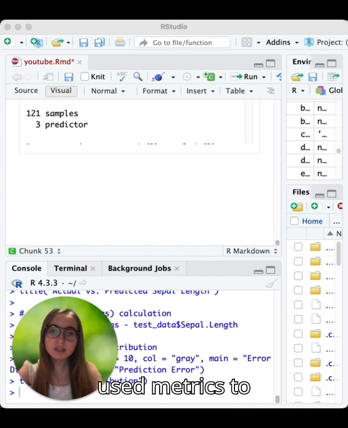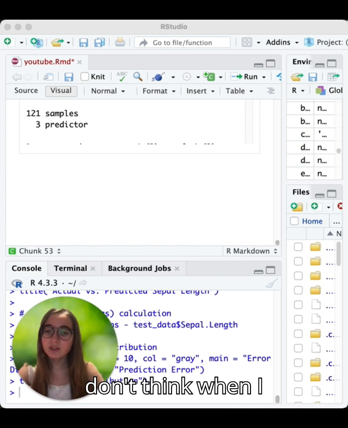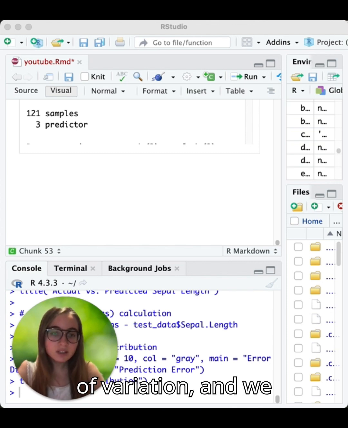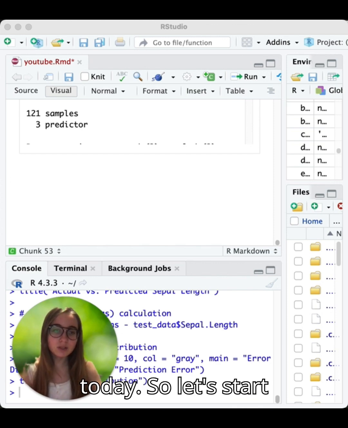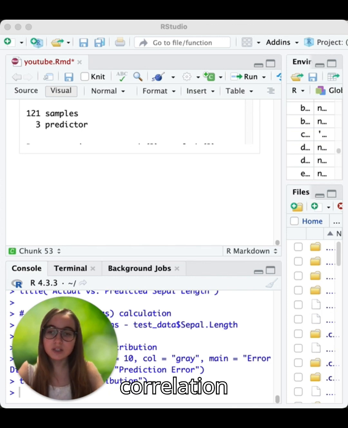Three widely used metrics to evaluate reliability and agreement are the Intraclass Correlation Coefficient, also known as ICC, the Bland-Altman Plot, and the Coefficient of Variation, which is also shown as CV. So don't think when I say CV it's cross-validation here, it's the Coefficient of Variation. And we will be learning about all of these today. So let's start with the Intraclass Correlation Coefficient.